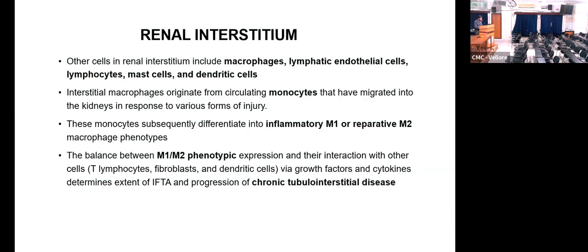So the balance between M1 and M2 and the interaction with the cells, that is lymphocytes, fibroblasts, and dendritic cells, which obviously occurs via growth factors and cytokines, causes something called IFTA. IFTA, if you have seen renal biopsy reports, is interstitial fibrosis and tubular atrophy, and it causes chronic tubulointerstitial disease. So this is just a brief info on the interstitium as such.